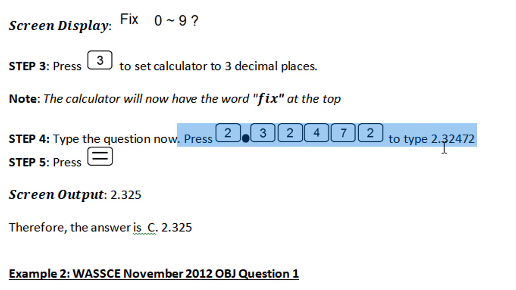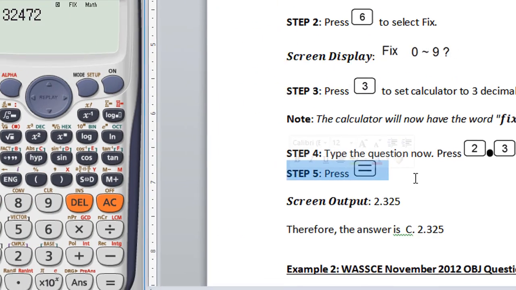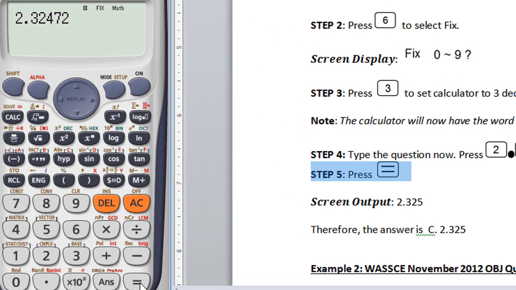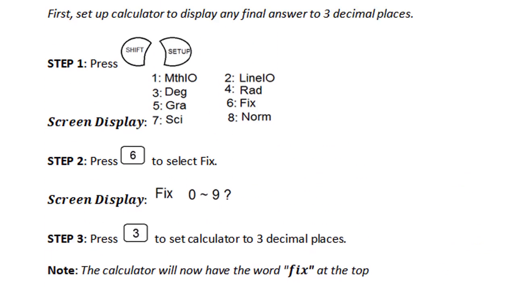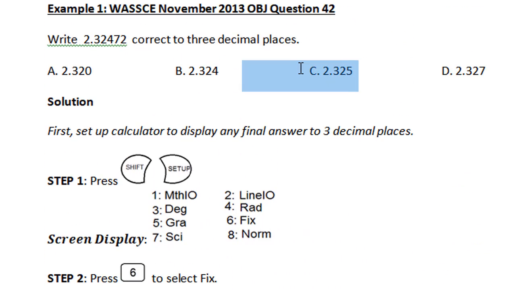So the question is 2.32472. When we are done with this, step 5, we simply press the equal sign. The screen output is 2.325. Therefore, the answer is C, which is 2.325.